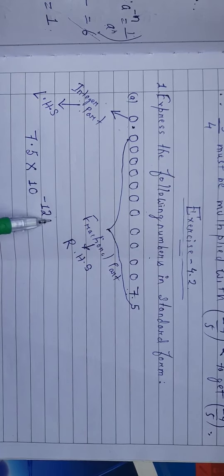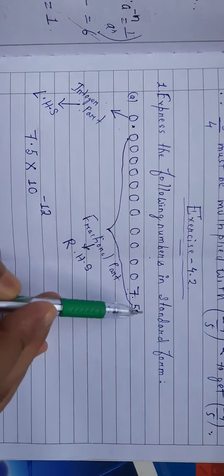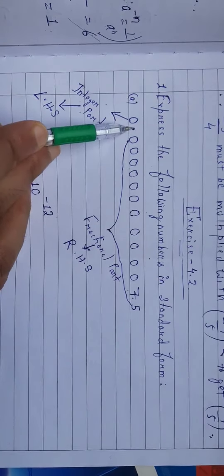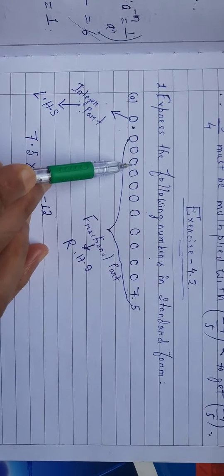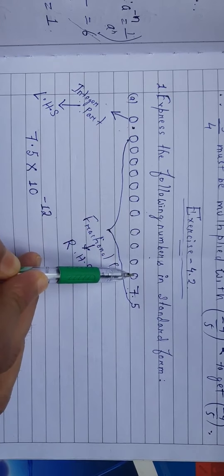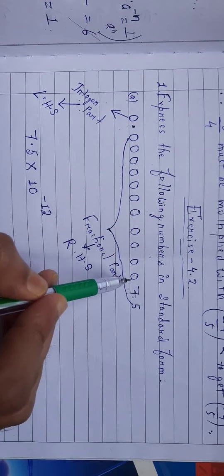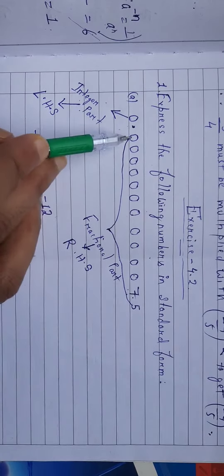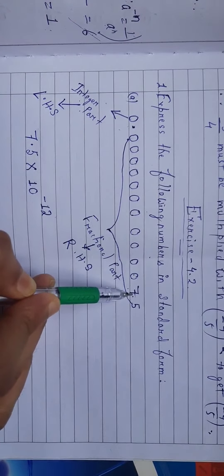Now what will be the digit that we write in the exponent? That depends on the number of digits that we have shifted. After the decimal point, you can see there are 11 zeros: 1, 2, 3, 4, 5, 6, 7, 8, 9, 10, 11. After 11 zeros, one more digit is there, 7. So in total it is 1, 2, 3, 4, 5, 6, 7, 8, 9, 10, 11 and 12.